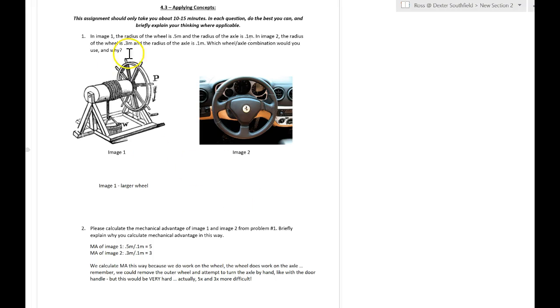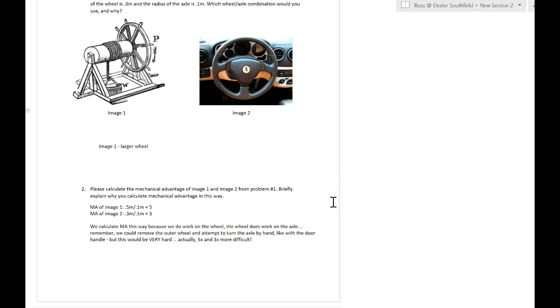Since image 1 has a larger wheel, here it says it's 0.5 meters and it just looks larger, we know that would be the tool that we'd want to use. So calculating the mechanical advantage, we take the radius of the wheel divided by the radius of the axle. So that's 0.5 divided by 0.1, that gives you a mechanical advantage of 5. And 0.3 divided by 0.1 gives you a mechanical advantage of 3.